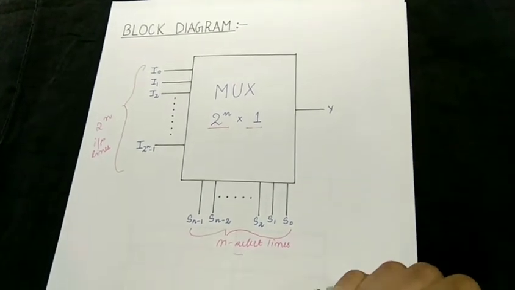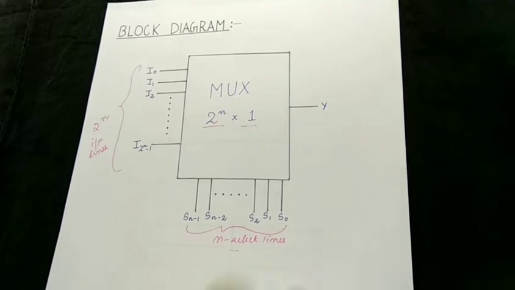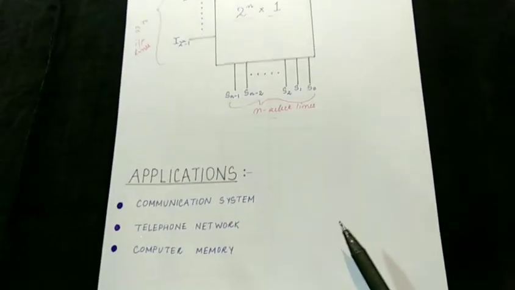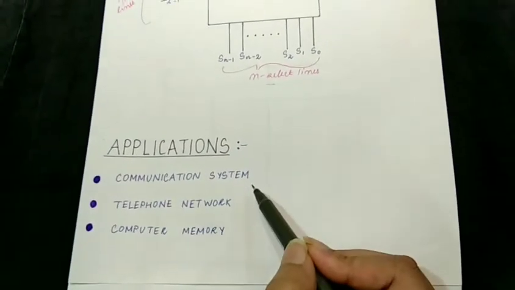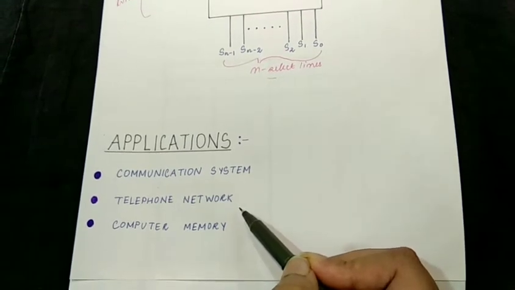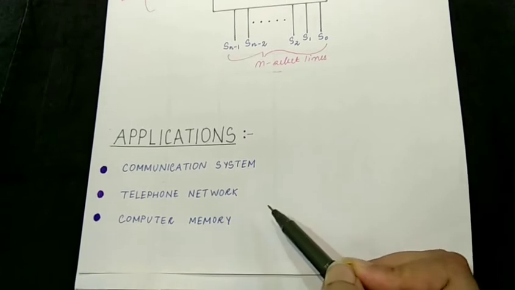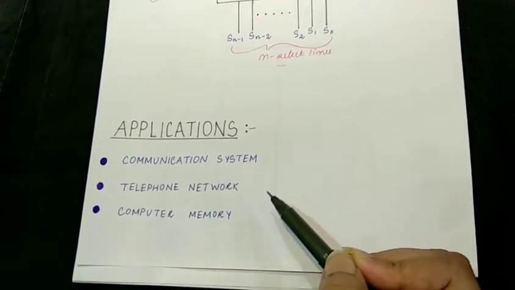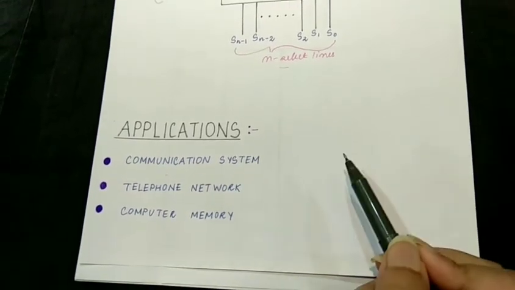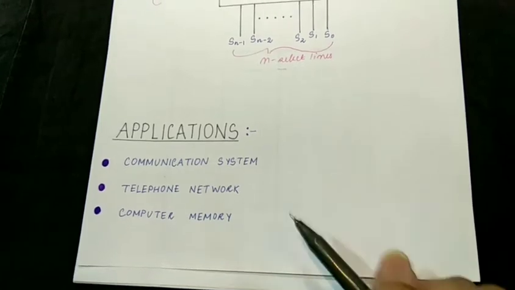So following are some applications of the multiplexer. So multiplexers are used in communication systems. They are used in telephone networks. They are also used in computer memory. In fact, the efficiency of a communication system is increased using a multiplexer. So these are some basics of a multiplexer.